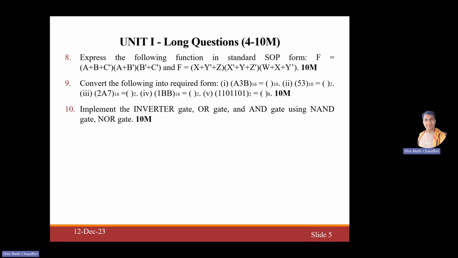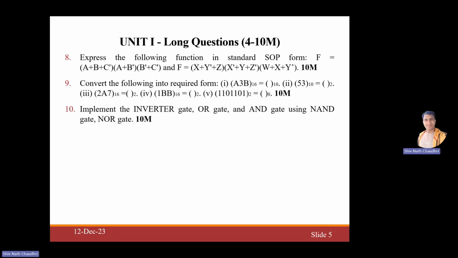The eighth question is: express the following function in standard SOP form. Two Boolean functions are given and you have to represent them in standard SOP form. What is the standard SOP form? In standard SOP form, you first convert the expression into canonical form. Then using the canonical form, you write the index of minterms or maxterms.